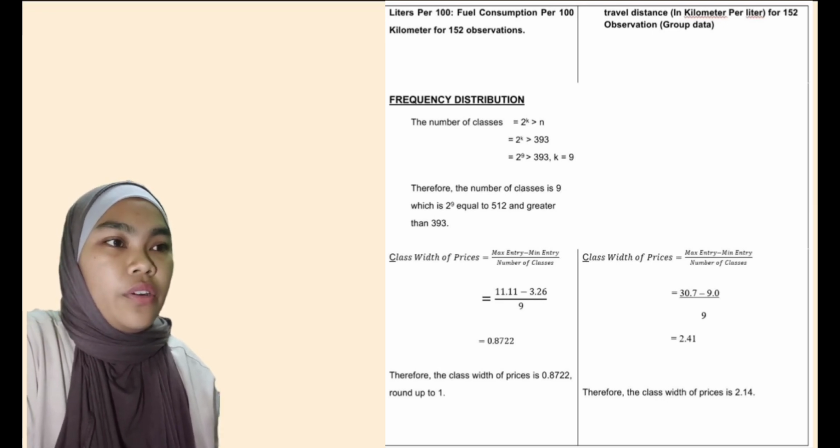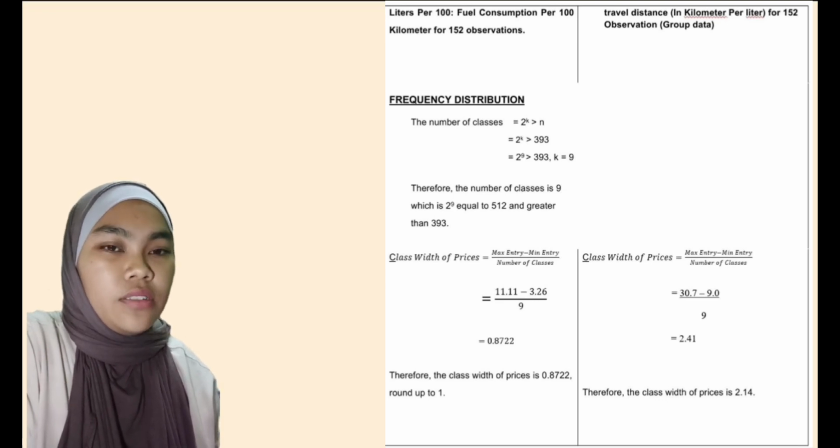Class width for the liter per 100 is maximum entry minus minimum entry divided by number of classes. So the calculation is 11.11 minus 3.26 divided by 9, which is 0.8722. For the travel distance, we have 30.7 minus 9.00 divided by 9. So the calculation is 2.41.